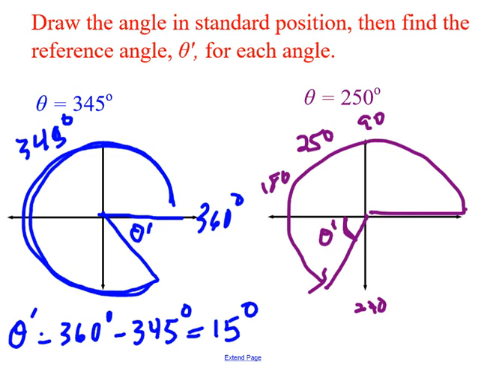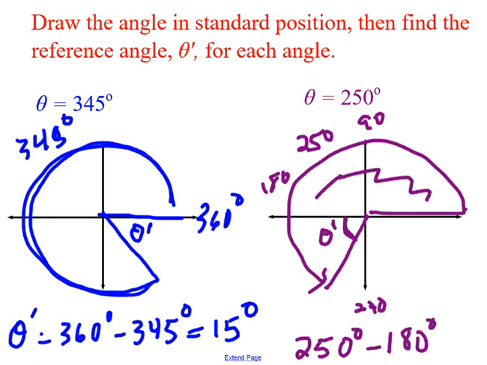Well, if I take 250 and I subtract the 180, right? So I want to subtract all of this part, and that'll give me what's left, which is going to be, I must have gone 70 degrees past 180, and that's how big theta prime, or the reference angle, is. Okay, let's try a couple more.